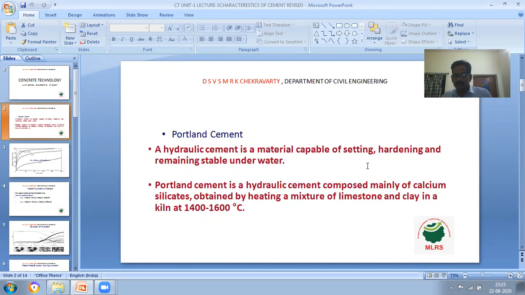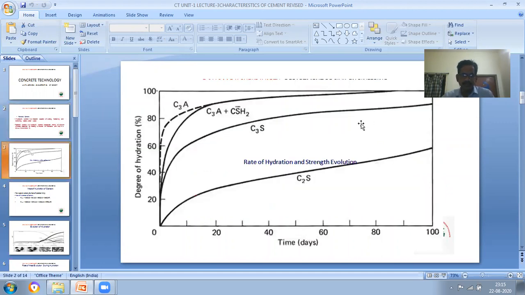Portland cement is a hydraulic cement composed mainly of calcium silicate, obtained by heating a mixture of limestone and clay in a kiln at 1400 to 1600 degrees centigrade. If you see the relation between the compounds, the rate of hydration and setting evolution over time, at 0 days, 20 days, 40 days, 60 days, 80 and 100 days, the degree of hydration will be like this. C2S is like this, C3S is like this, C3A, the tricalcium aluminate, and tricalcium aluminate plus CSH2 is like this. So the curve will be like this, the behavior.